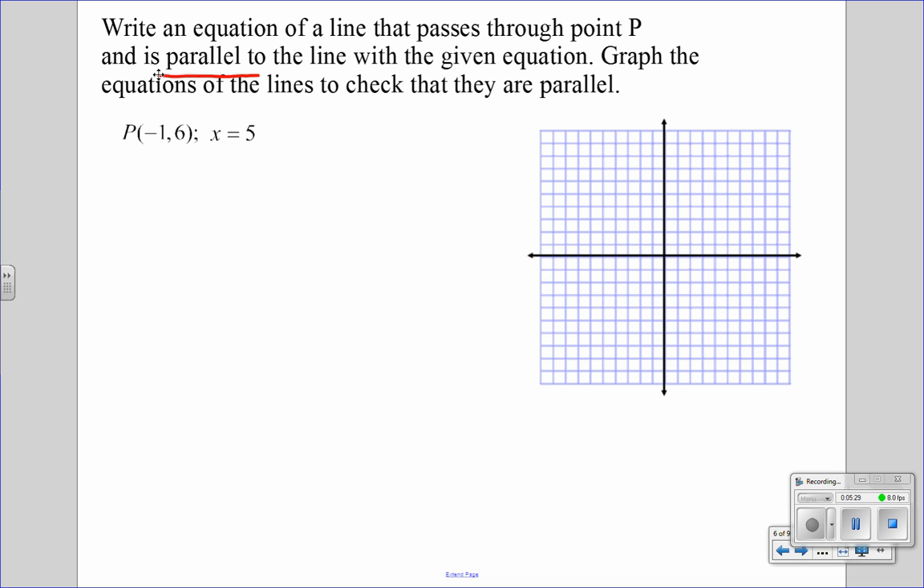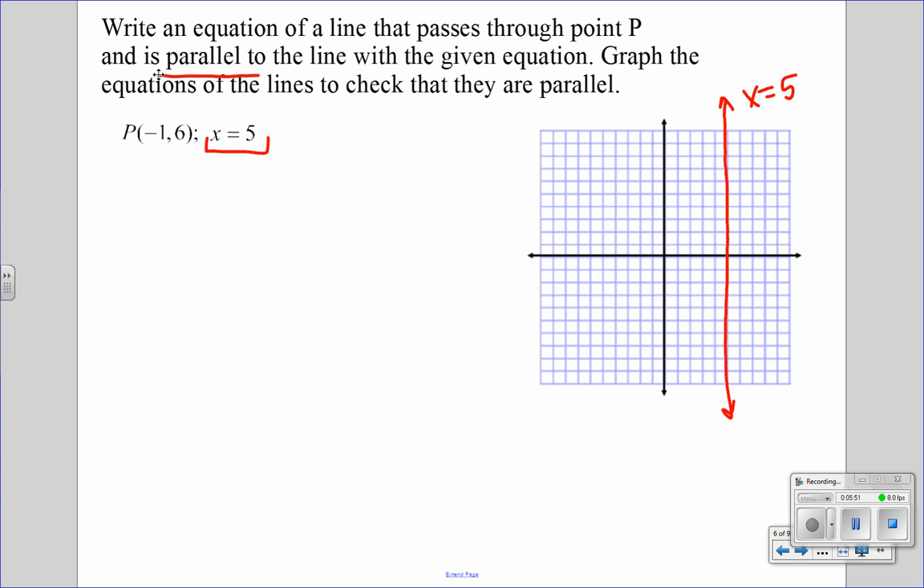And so this one's a little different because I give you x equals 5. Now, if we remember back to Algebra 1, the equation of a line that is x equals 5 is always straight up and down. It is vertical. So at 5, I'm going to draw a line that is straight up and down. And that's an undefined slope. So there really isn't any numbers for us to work here.